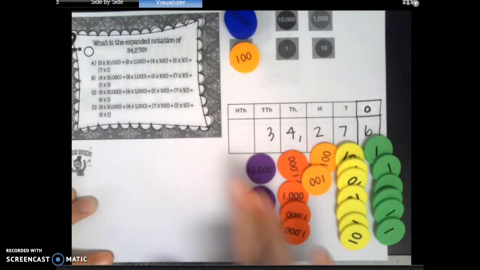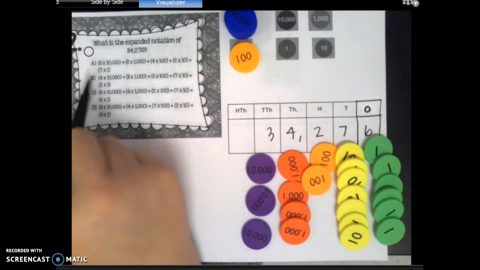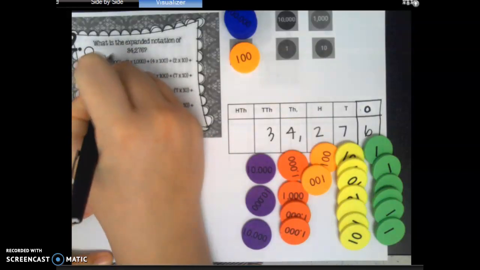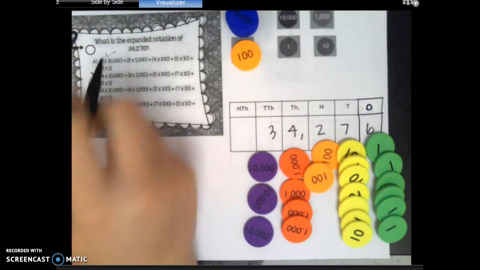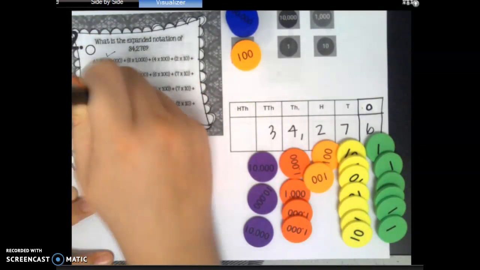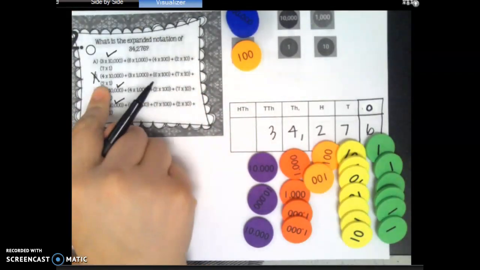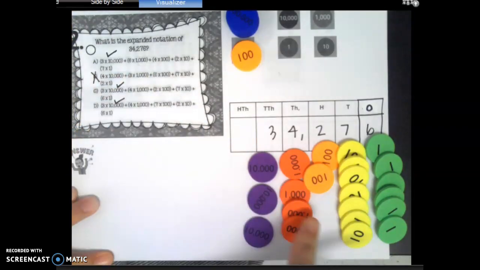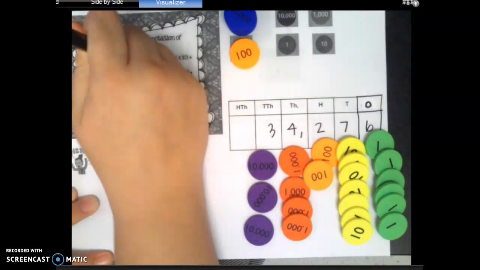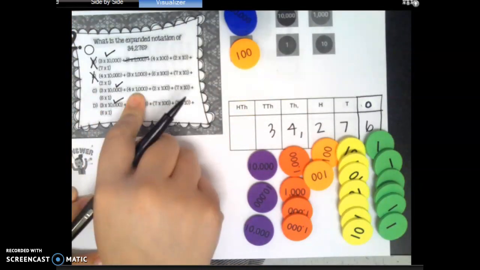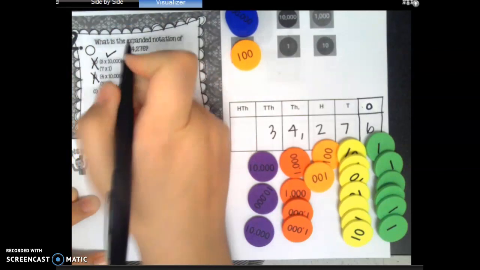So let's start with this first one. 3 times 10,000. 4 times 10,000? Nope. 3 times 10,000. I've eliminated an answer choice. The next one is 4 times 1,000. 6 times 1,000? Nope. 4 times 1,000.